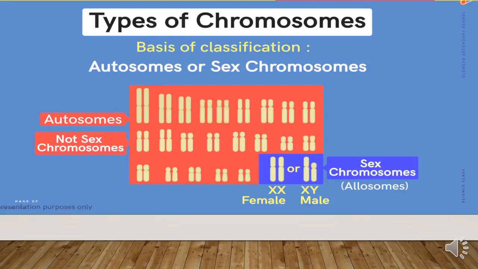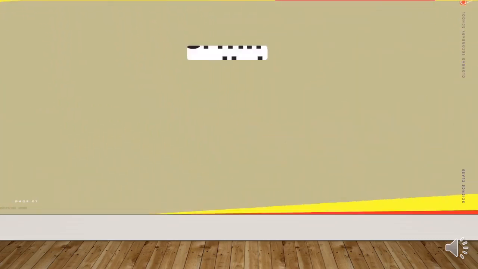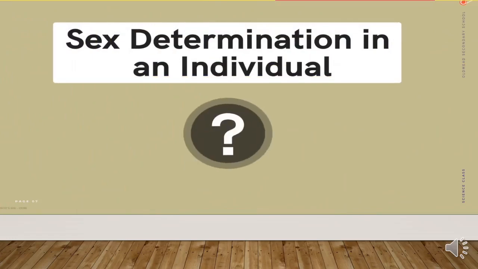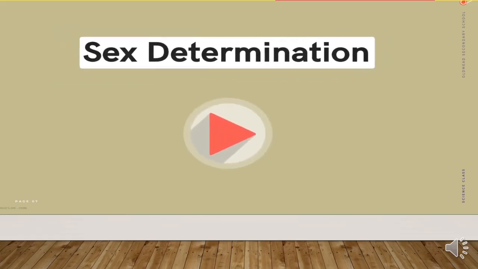Now that we've understood the various types of chromosomes, can you tell me what helps in determining the sex of an individual? Is it only the chromosomes? Or is it some other factor too? Tune into the next part to understand the interesting concept of sex determination in various organisms. I hope that with this video, you understand more about chromosomes.